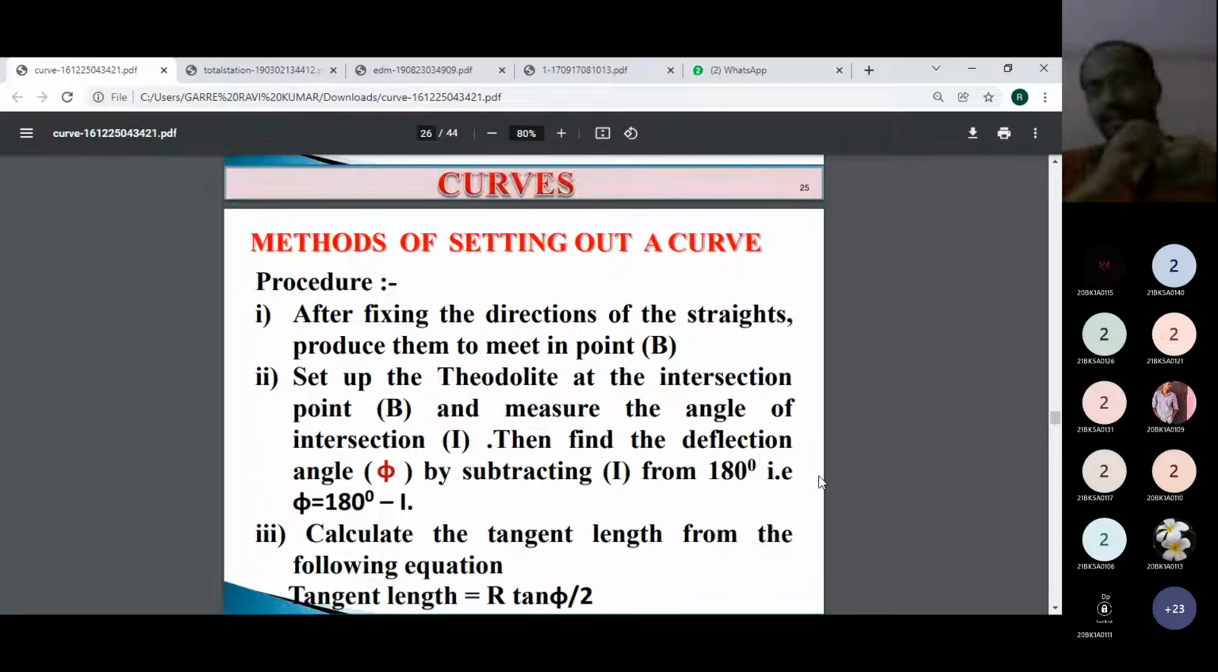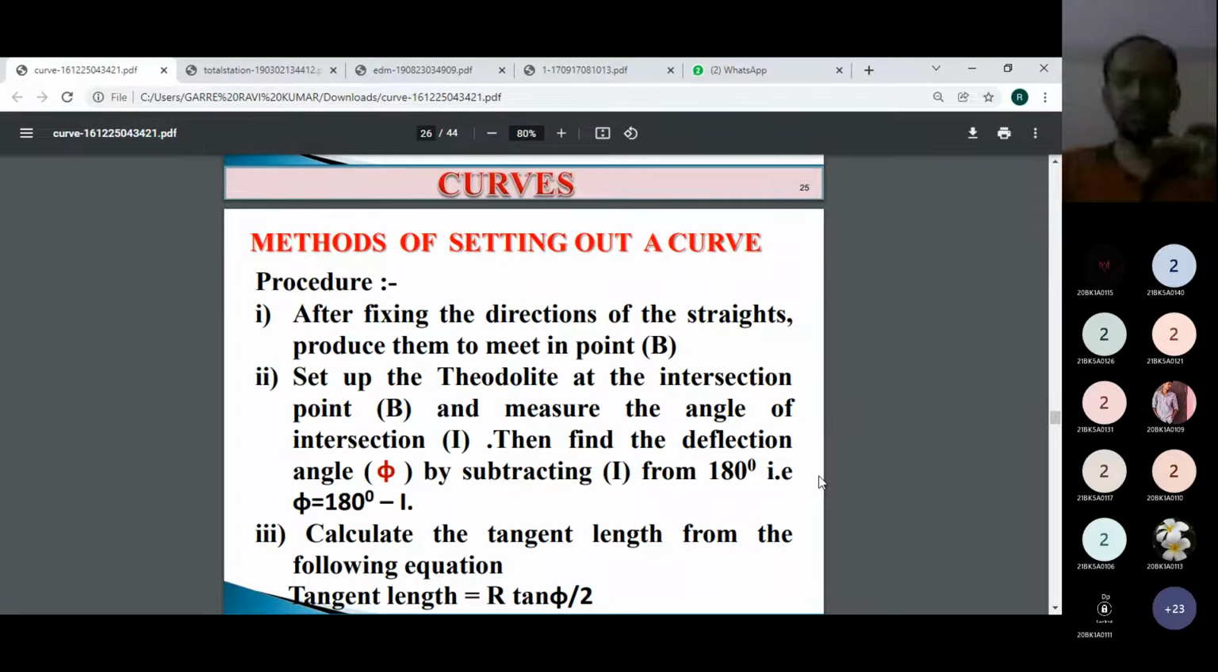One is the Rankine's method, another is the offset method, and another is the two theodolite method or three theodolite method. Three methods are there, and in most cases two methods will be used: Rankine's method and the offset method.